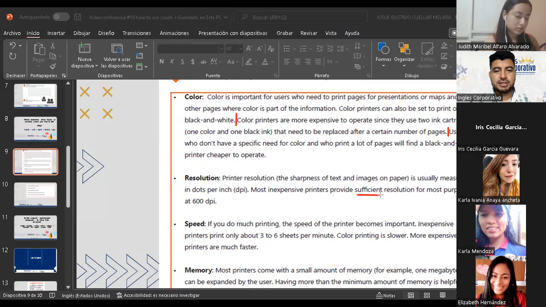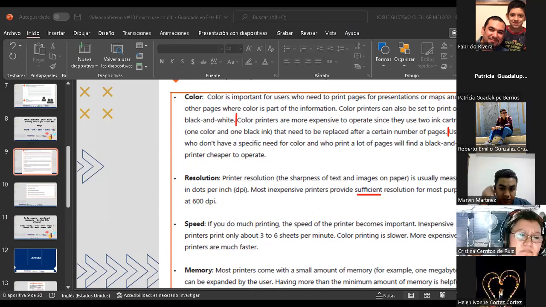Okay, it would be sufficient, I was almost finished. Resolution for most purposes at 600 DPI. Okay, we continue now with Robert. Speed. Can you help us? Okay.